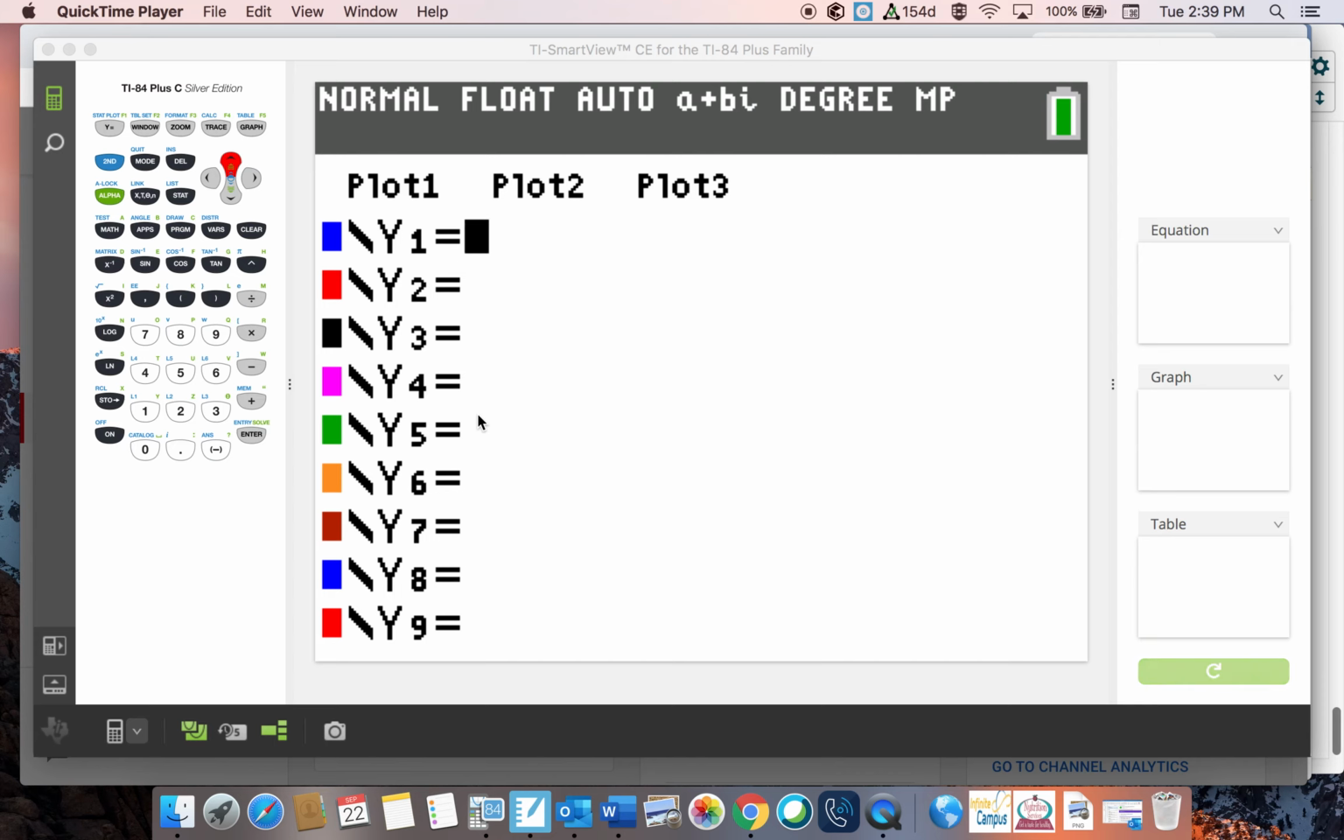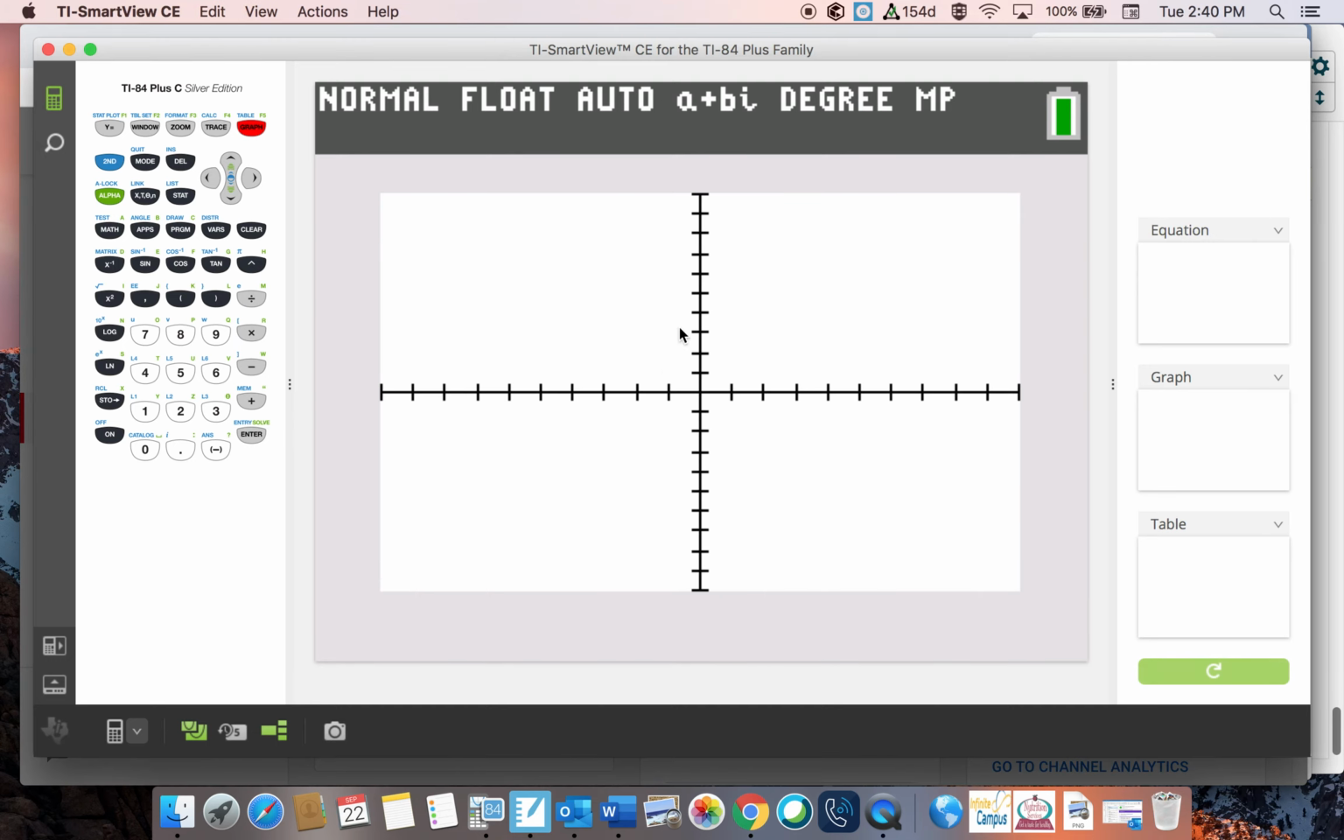Hey class, this is the second video in section 3.1 and it's how to use the window button. What happens when we do zoom standard? We get a graph that is 10 by 10. This graph right here goes 10 over, 10 back, 10 up, 10 down. Well, sometimes the graphs are not going to be found in that area, in which case we use the window button.